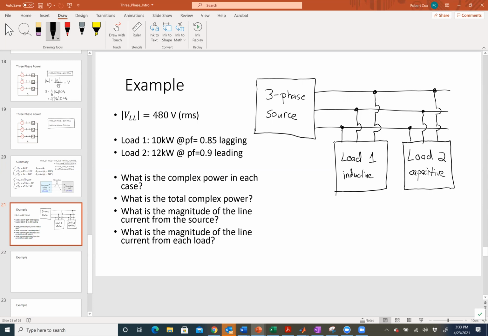So if I want to get the complex power in each load, what do I need to figure out here? What do I know? For load 1, I know 10 kilowatts. I know the power factor. Like with any of these power problems, you're going to be given 2 things. There are 4 things that you could know: P, Q, S, and power factor. You're usually given 2, and then the next step is all trig, right? In this case, I know P and power factor.